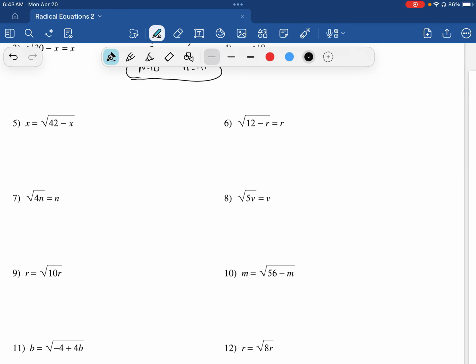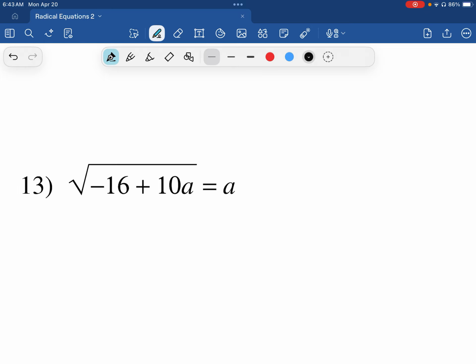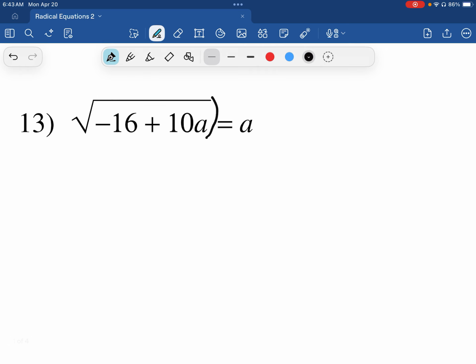Okay, let's do one more, see if we can find something a little different. Let's just move down here to the bottom. We'll do number 13. Whenever you're working with a square root and you're trying to isolate a variable, you want to be thinking about squaring both sides. This square allows us to cancel out this square root. So we're now left with negative 16 plus 10a equals a squared. First step, now we want it to look like standard form of a quadratic, so let's get our terms moved over.